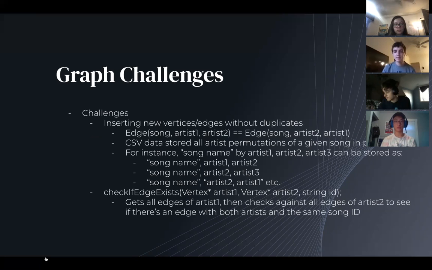The adjacency list implementation really helped out here, as each vertex knew what edges it contained. So we made a helper function to check if an edge exists by passing in 2 vertices and the song ID of that edge. So we got all the edges of the first artist, and then we checked it against all the edges of the second artist to see if there's an edge, aka song, with both artists and the same song ID. This was much faster than looping through the entire list of edges stored in an edge list implementation that we had in our graph class.